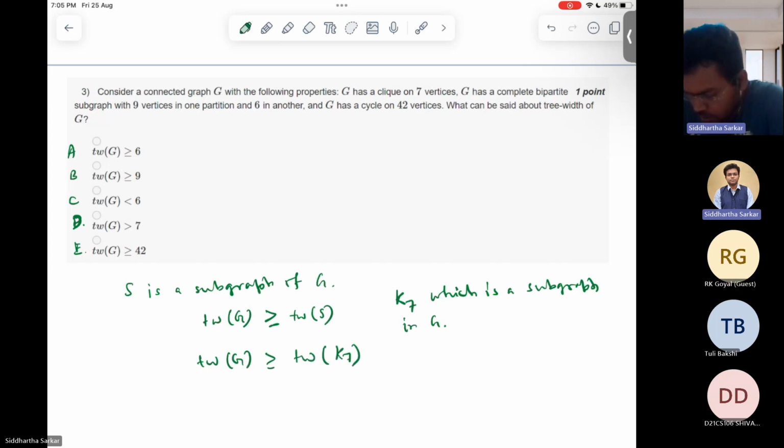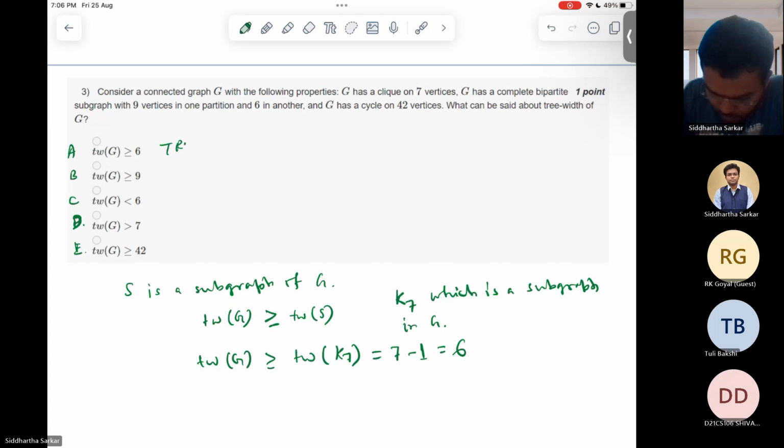So that means that the tree width of our graph is at least the tree width of K7. And we know that the tree width of K7 is how much? n minus 1, so 6. Yes. So basically this one is immediately true. So let us mark this as true. So what can we say about the second one? Can the tree width grow even larger?